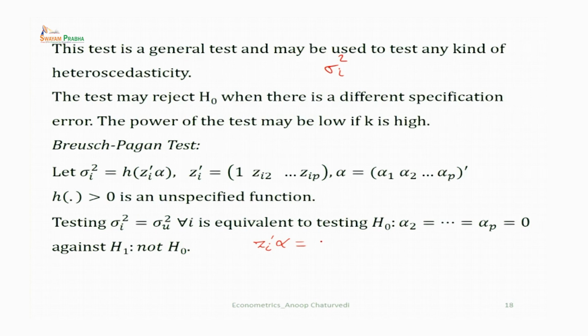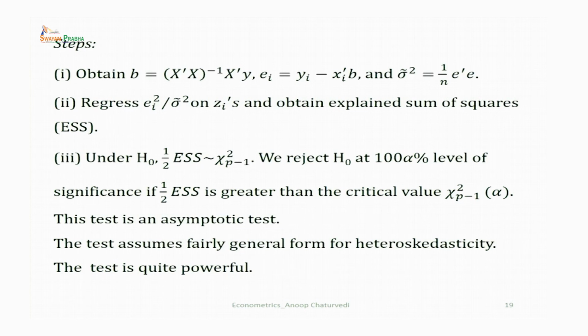Z_i transpose alpha is equal to 1 into alpha 1, that is alpha 1. So, H of Z_i transpose alpha is equal to alpha 1 for all i. So, in this case all the variances are equal, all the sigma_i squares are equal, and we have homoscedasticity.